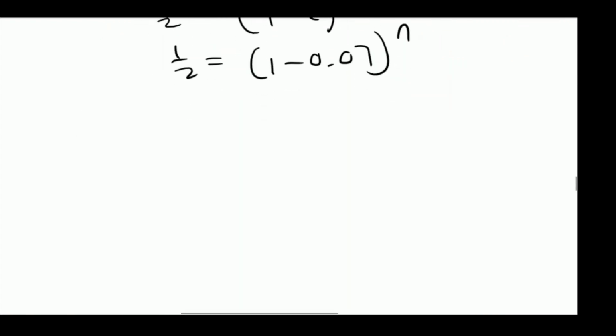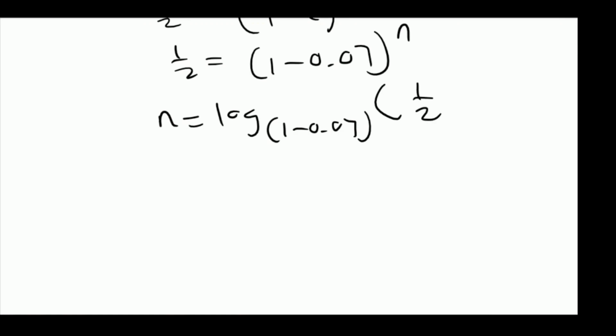So we want to find n. So we're going to use log. So it's going to be n equals log base (1 minus 0.07) of 1 over 2. Then our n value should be 9.55 years.